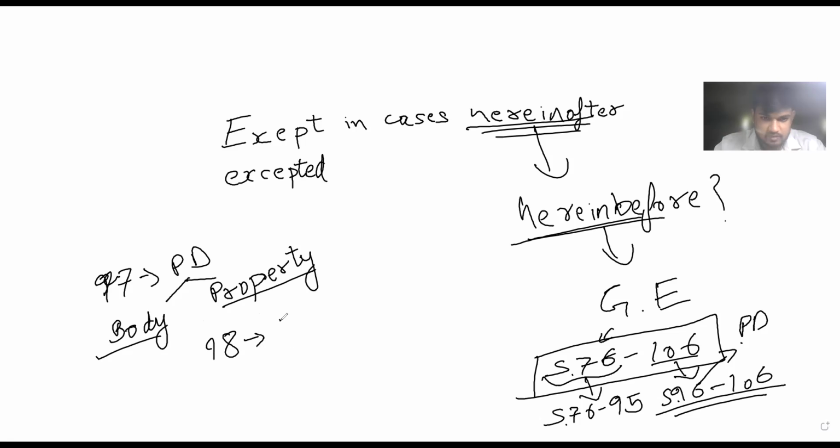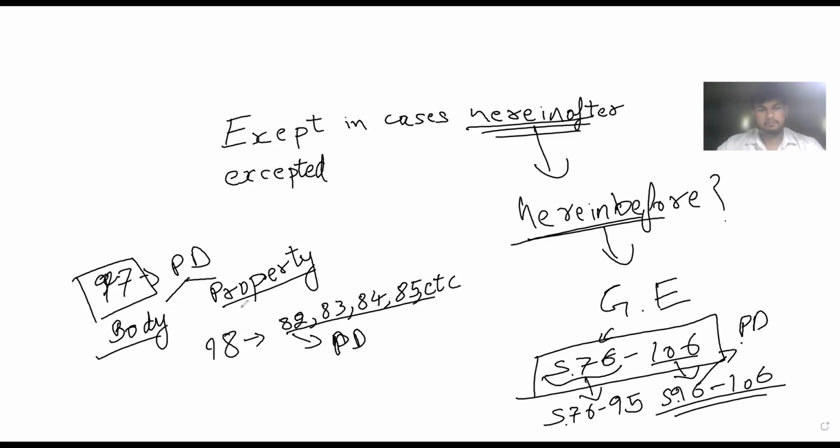98 tells us that if it was a case of 82, 83, 84, 85, etc., 86 also included, then also a person has the right of private defense even if these acts were not an offense, because private defense is available only against offenses according to section 97. So even though these cases are not an offense, even then private defense is available. Remember? Then 99, 100 and so on.